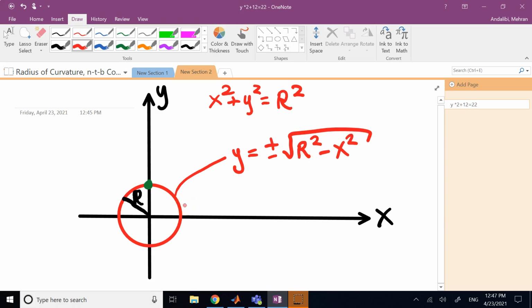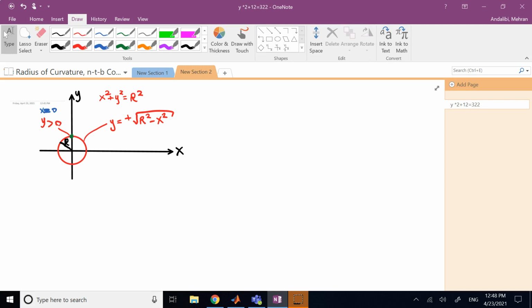Now, this point is on the top semicircle, and clearly this is where y is positive. Therefore, out of these two, I only would choose the positive solution. So that's my function. The location of it is at which x? Clearly here, x is 0. So I'm going to evaluate that formula I just showed you for this function at x of 0. Let's see what we get. So that is my y.